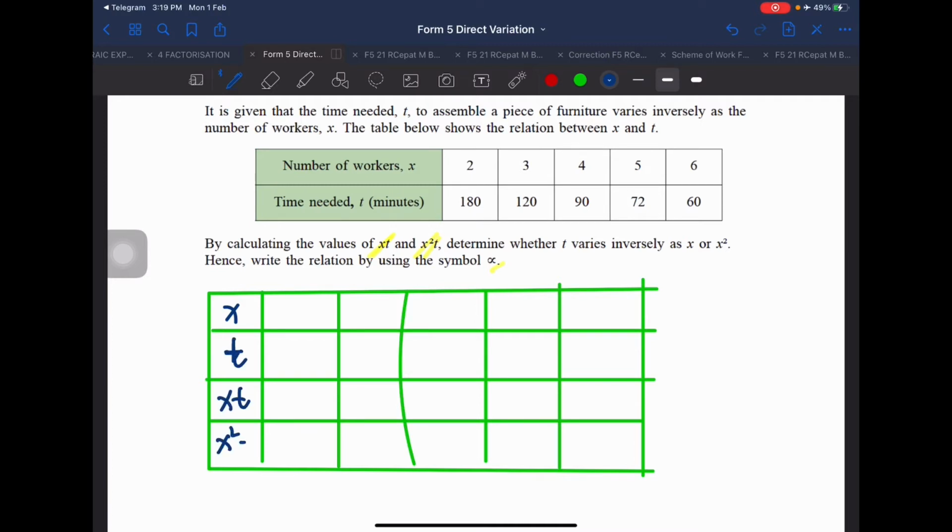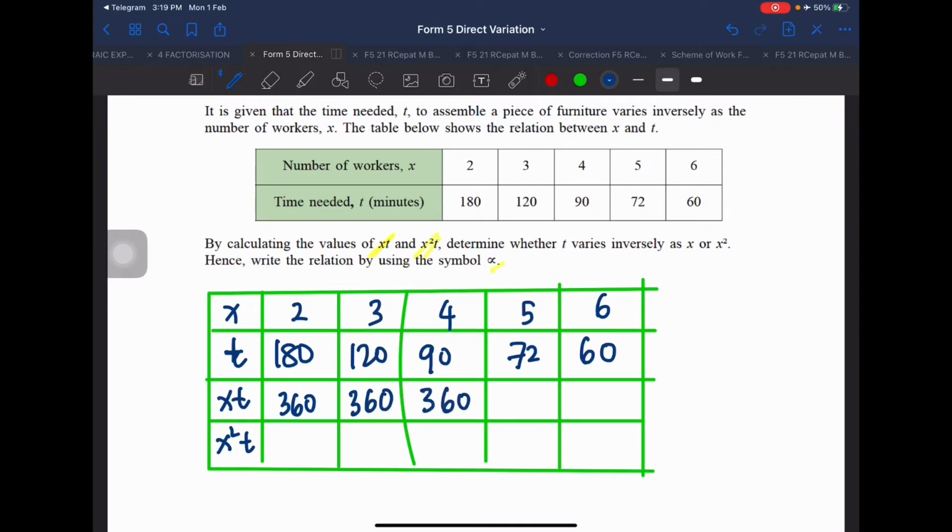Over here we have x values 2, 3, 4, 5, 6 and t values 180, 120, 90, 72, 60. So x times t is 2 times 180, so you will get 360. This one is also 360, 360, 360. Next, the value of x squared t. 2 squared is 4, times 180. When you press your calculator, you get 720. Next is 1080, 1440, 1800, 2160.